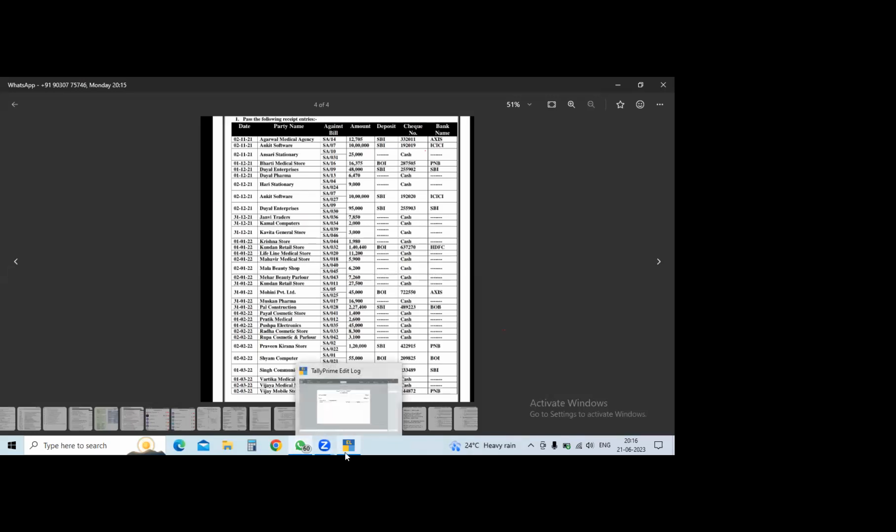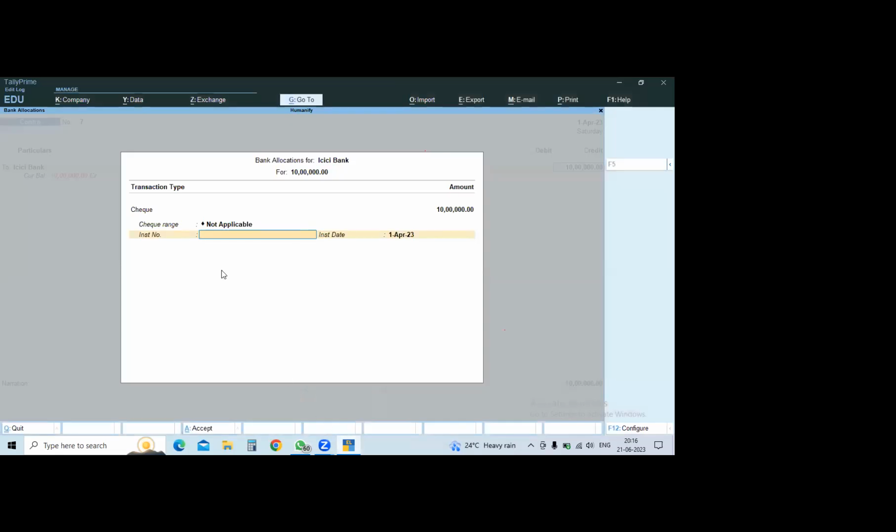Ma'am, for this Axis Bank and ICICI Bank account, which party's check it is, is not mentioned here, ma'am? Whose party check is not mentioned? See the party name. Ma'am, it's Ankit Software, I think. That is, he has given that check, no? Ma'am, I need to enter the check number here. Yes, you enter the check number.